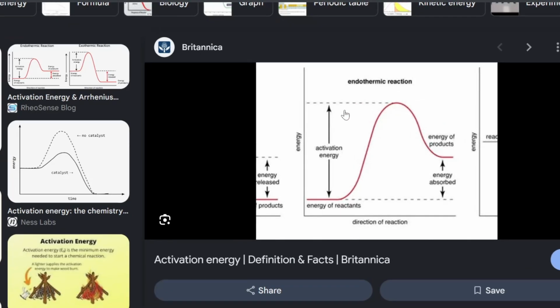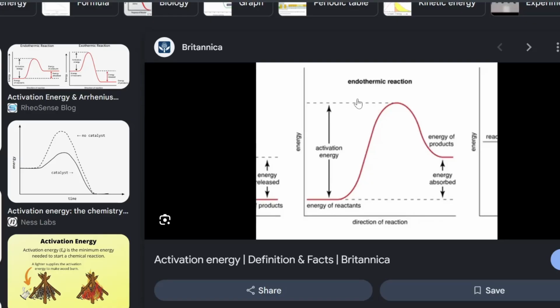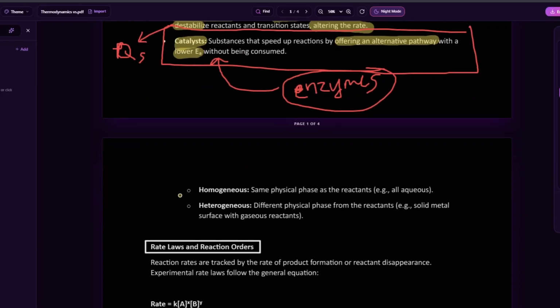Right? So from here to here is the activation energy. You can calculate it if you ever have to. If they give you a number here and a number from here, you find the difference. Okay, and then it says homogeneous is the same physical phase as reactants, for example, all aqueous.